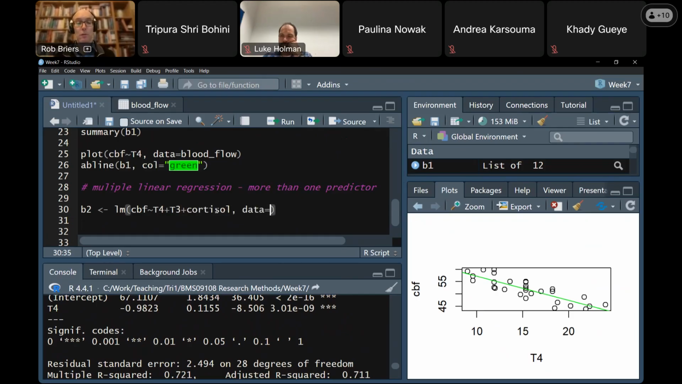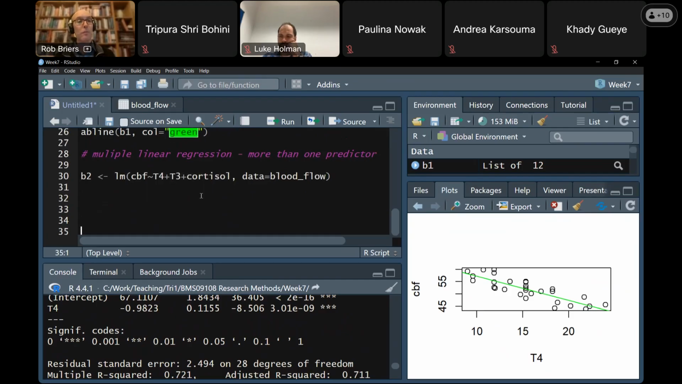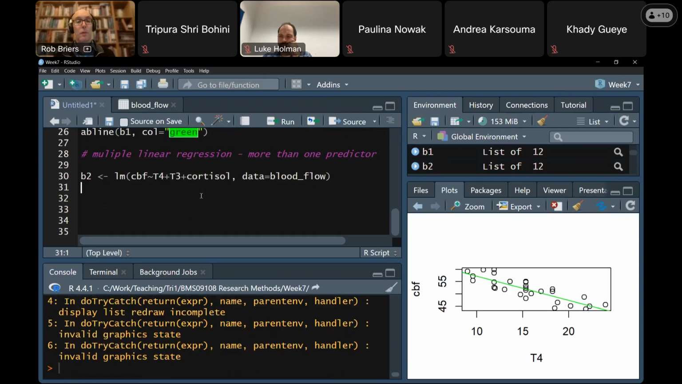So data equals blood flow. So very similar to before, but now we've got our three variables on the right-hand side, and we want to, therefore, assess what's the effect of all of those. Is it worth it to get the best model to predict our cerebral blood flow? Do we need to measure all of those? Oops, that's just because our plot's too small. So we've created our model there, B2, and we have to go through exactly the same process again.